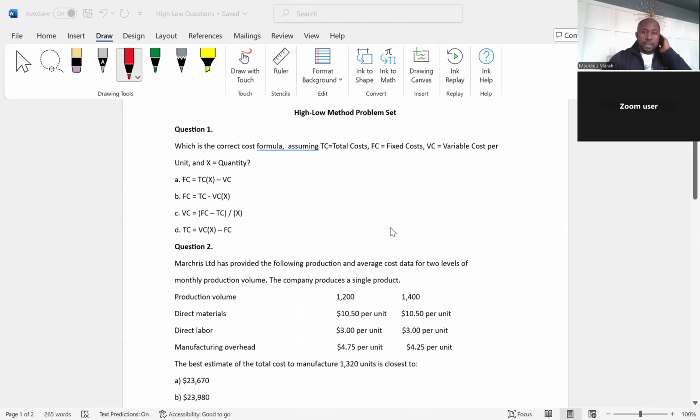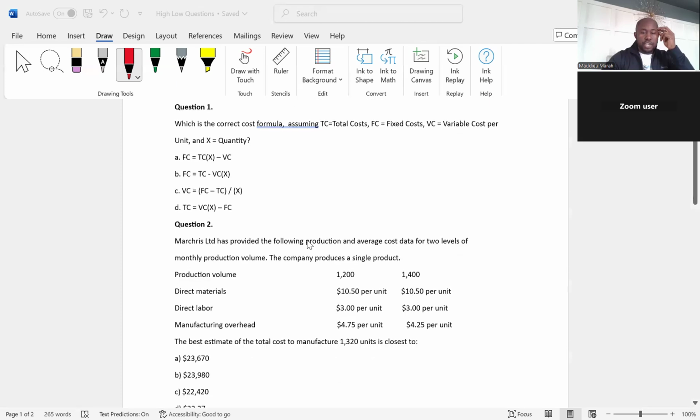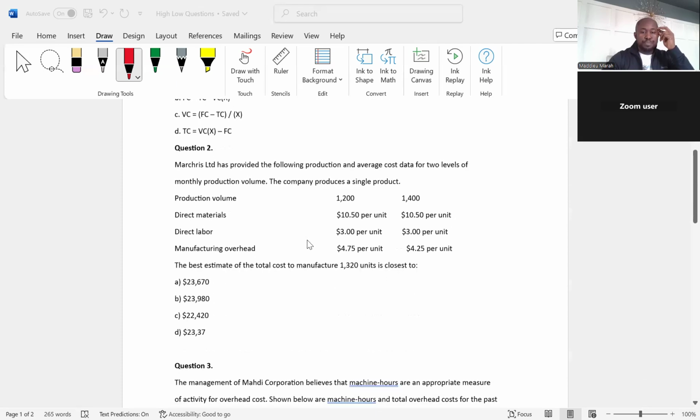Okay. This is question 1. Question 1 is, which is the correct cost formula? They're asking for the correct cost formula, assuming TC is equal to total cost, FC is equal to fixed cost, VC is equal to variable cost per unit, and X is equal to quantity. So looking at these formulas A to D, which one is the correct cost formula? You can try it.